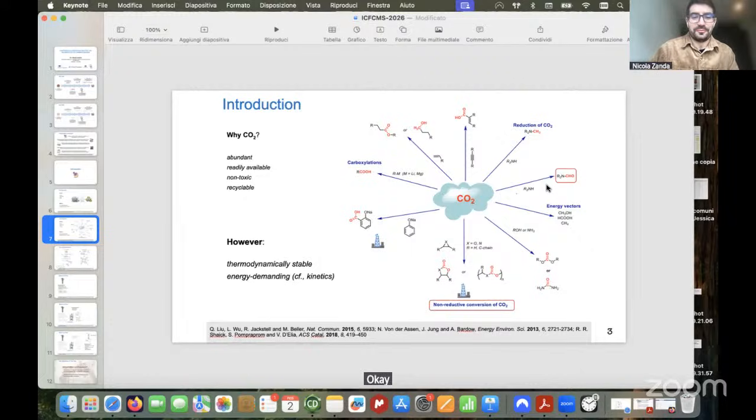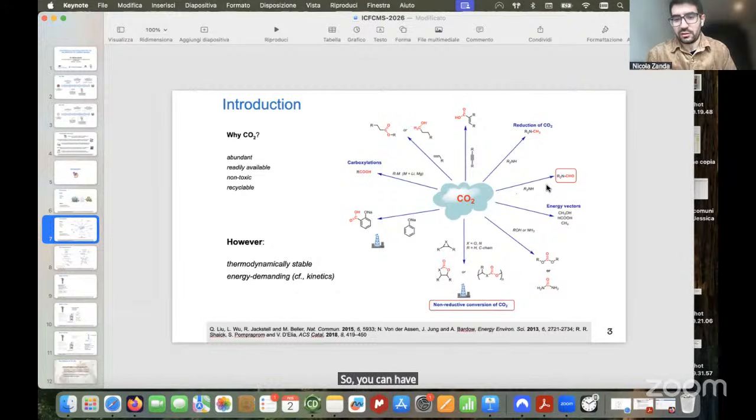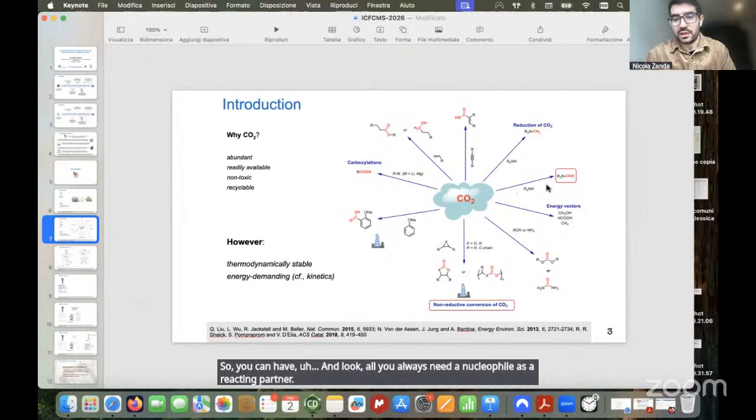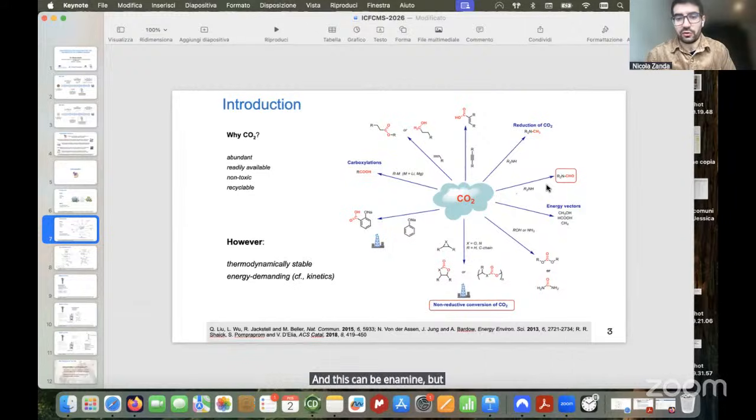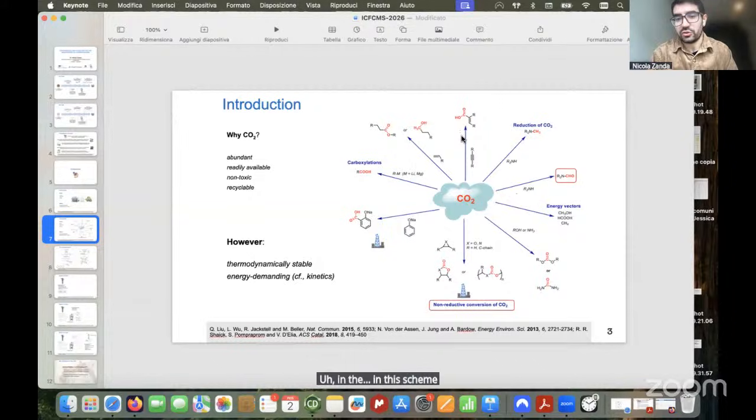Okay, thank you. Now the audio is clear. So we can extend it to other functional groups. You always need a nucleophile as a reacting partner. This can be an amine, but it can also be an oxygen or a sulfur atom. But you can also have carbon nucleophiles. For example, you can see here in this scheme that there are transformations.